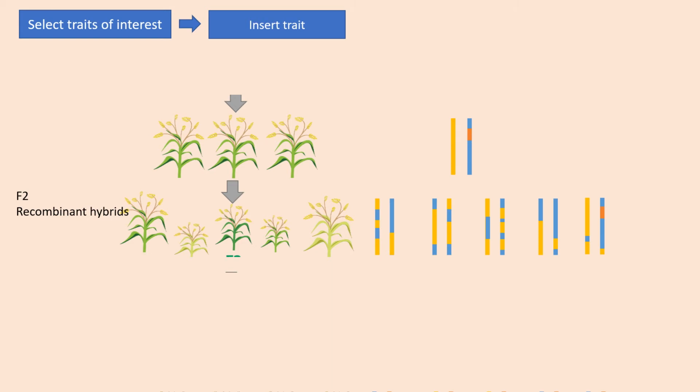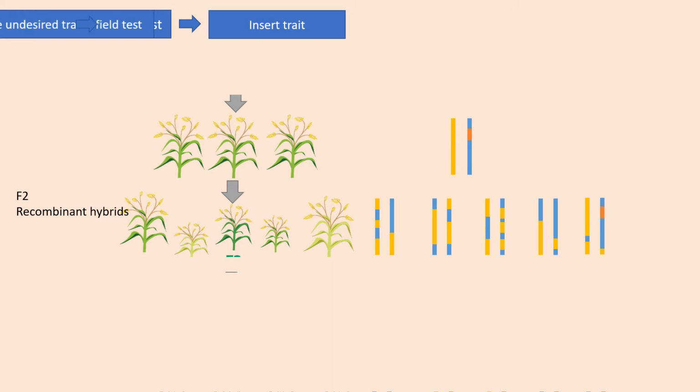So after we have done the initial controlled cross, we need to eliminate all undesired genes from the genome of the new crop so that only the desired traits remain in a homozygous state. And this can be done over the course of several generations of mass selection coupled with self-pollination in the field.